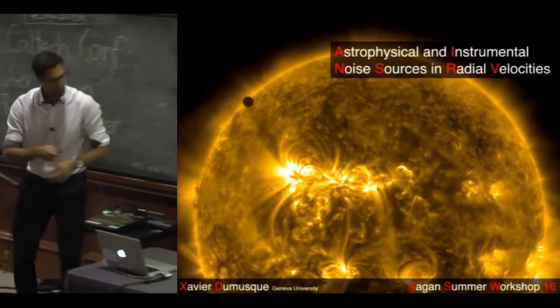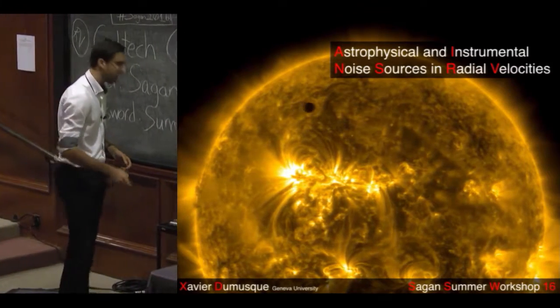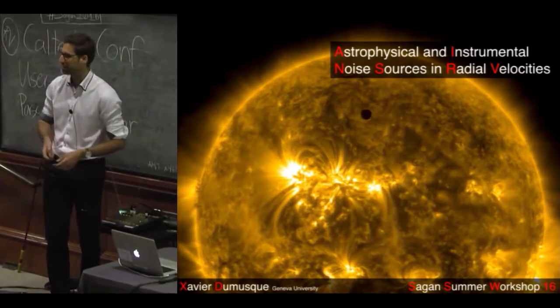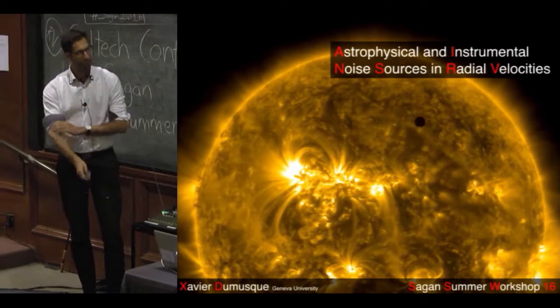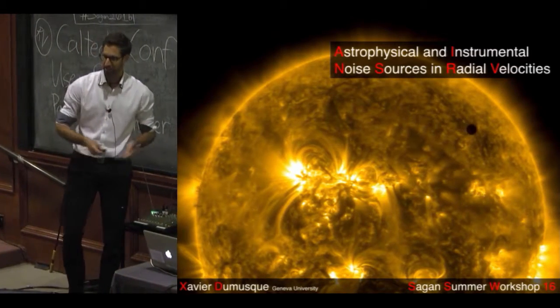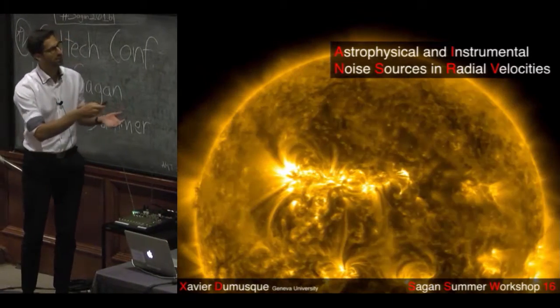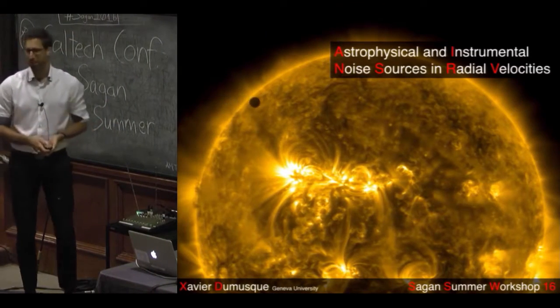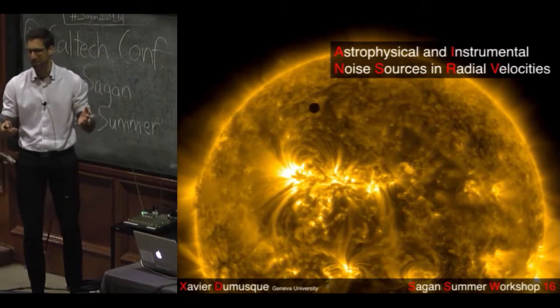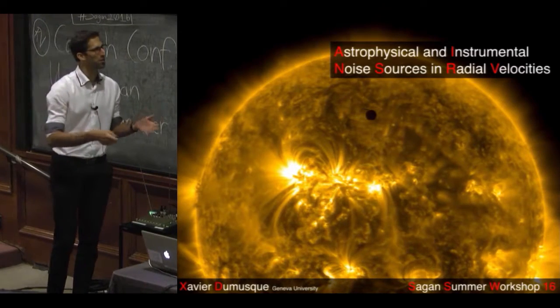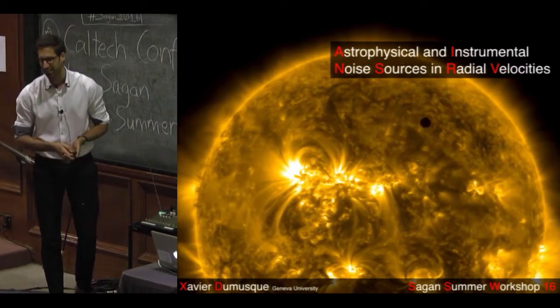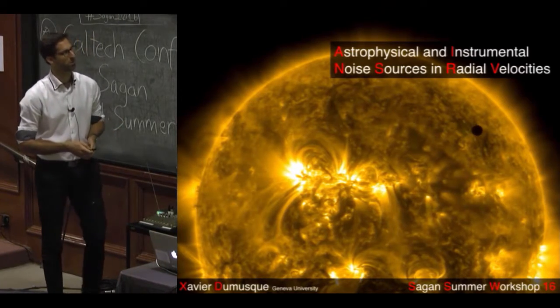So I like this movie of the sun a lot. This was taken in 2012 by the SDO satellite, and this is the transit of Venus back in 2012. First of all, the thing that you see in this image is that the size of the planet is really tiny compared to the size of the sun. So of course, if you want to start to detect this signal, it starts to be a big problem.